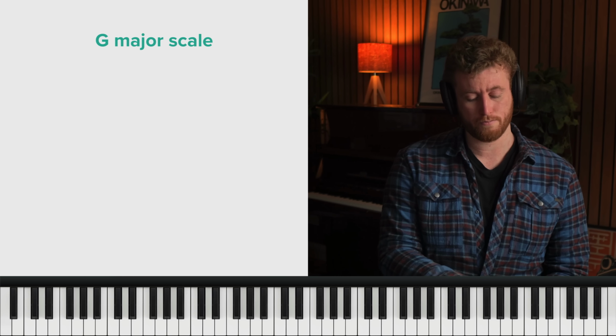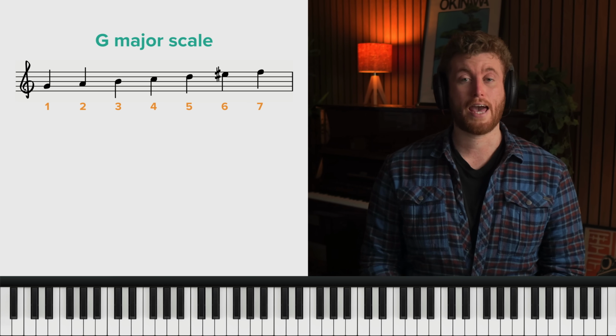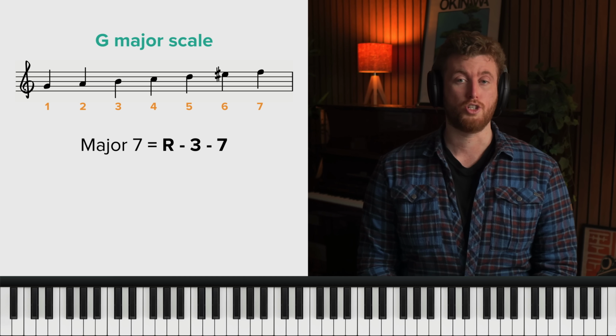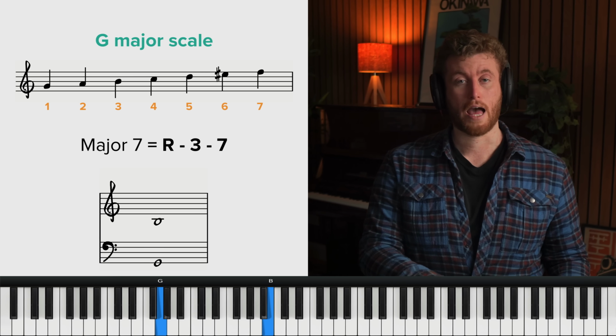Let's do this using a G major scale. To play a G major 7 chord, you need the root, the 3, and the 7.